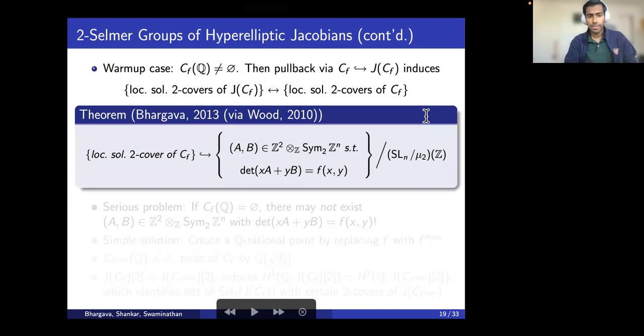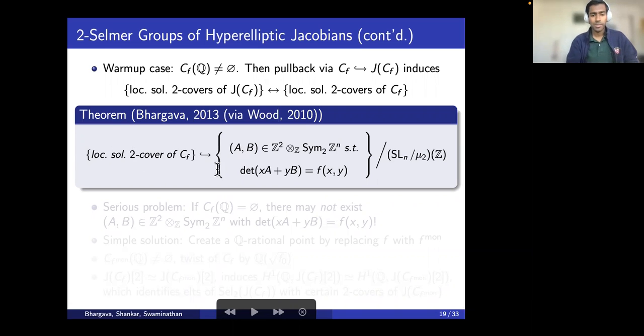And in that regard, we have the following theorem of Bhargava, which he proved using Wood's thesis. He showed that if you have a locally soluble 2-cover of C_f, then you can produce a pair A, B of symmetric n by n integer matrices such that the determinant of xA plus yB equals f(x,y). And the pair A, B that you get is only unique up to the action of this group SL_n mod mu_2 of Z.